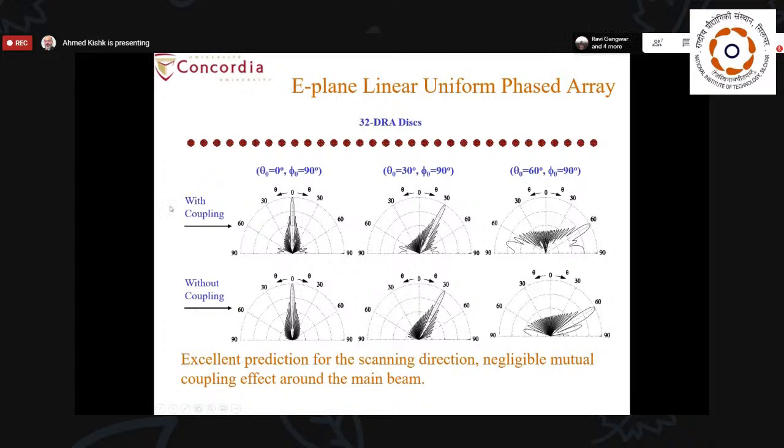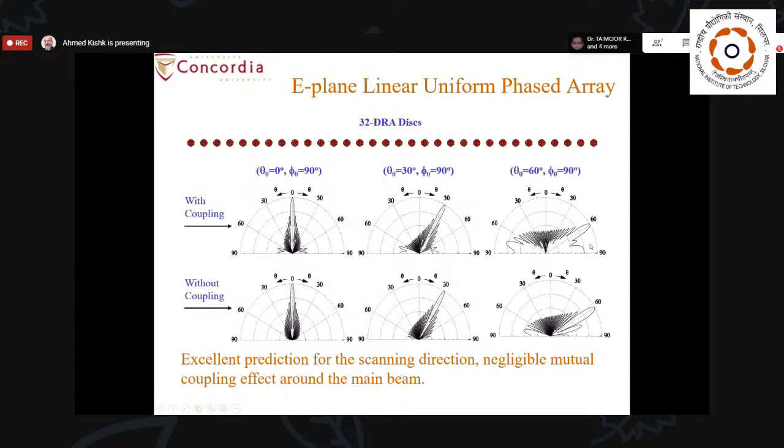But when the mutual coupling is included, and how I include the mutual coupling is just that I use the full wave analysis to solve this whole array at once, and I phase the elements to give me 30 degrees or 60 degrees, again, with the mutual coupling, I'm still having the main beam directed in the same direction that I intended to have.